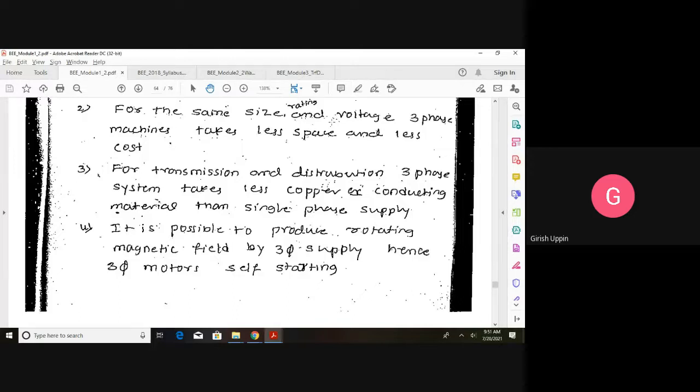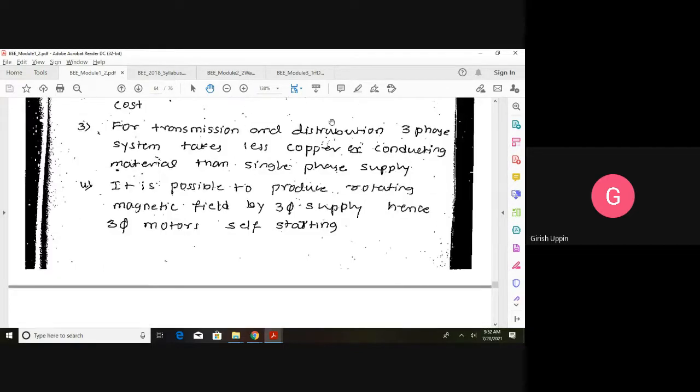It is possible to produce a rotating magnetic field by a three-phase supply, hence three-phase motors are self-starting. This concept is there in the induction motor. Whenever we connect a three-phase supply to a three-phase winding, a rotating magnetic field is created, right? And that rotating magnetic field rotates with the synchronous speed. Those concepts we are going to learn in the induction motor, which you have already learned. In the revision, we will revisit those concepts. So it is possible to have a rotating magnetic field in case of a three-phase supply. That makes the motors self-starting.